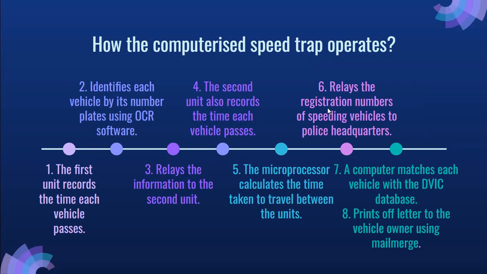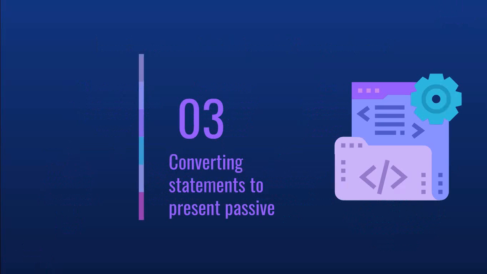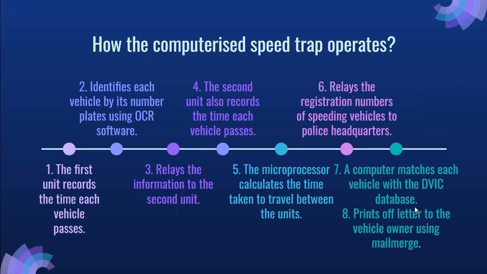6. Release the registration number of speeding vehicle to police headquarters. 7. A computer matches each vehicle with the DVLC database. And 8. Print off letter to the vehicle owner using mail merge. Next one is chapter number 3, converting statements to present passive.